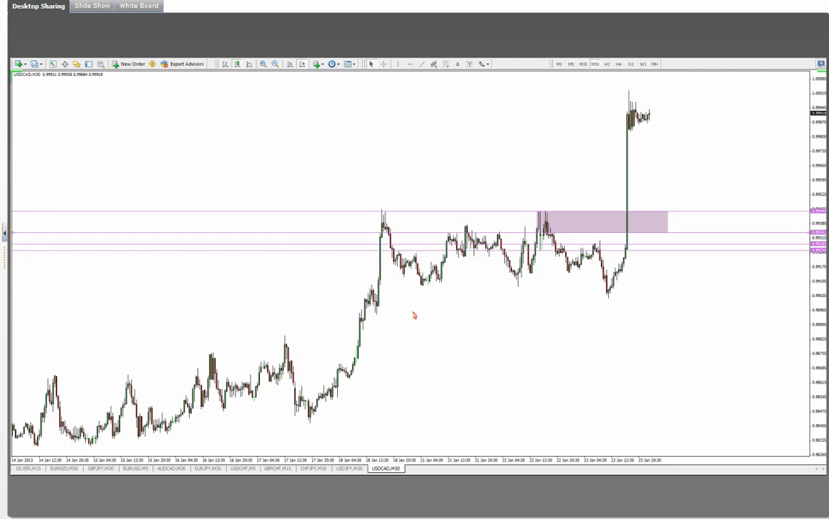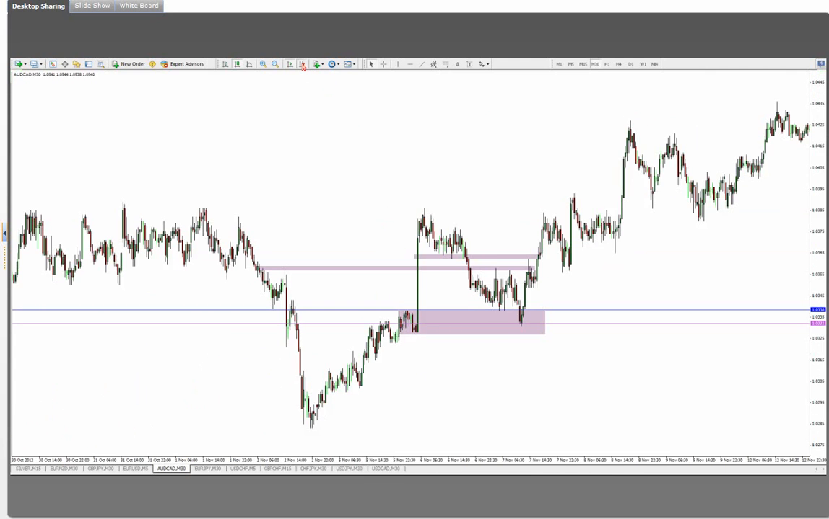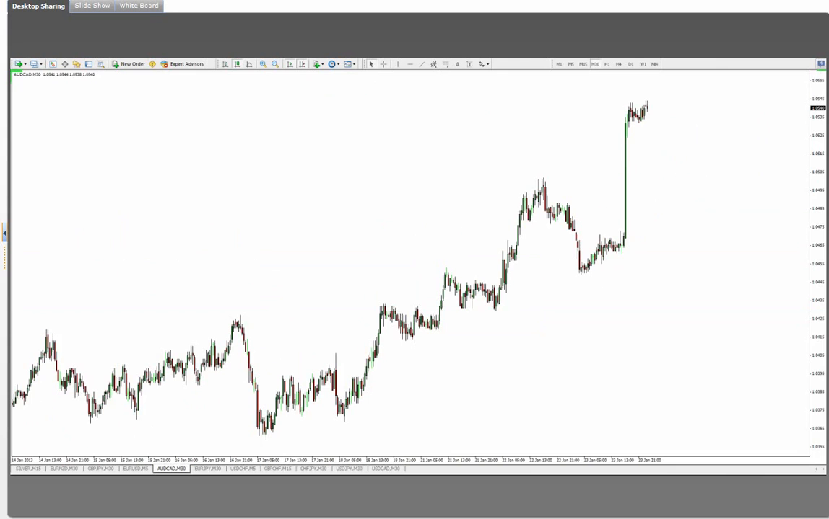If that makes sense. Aussie CAD, I'm sure I've marked up one on Aussie CAD. Yeah, it must be this one.